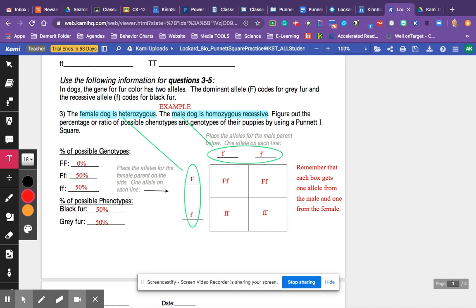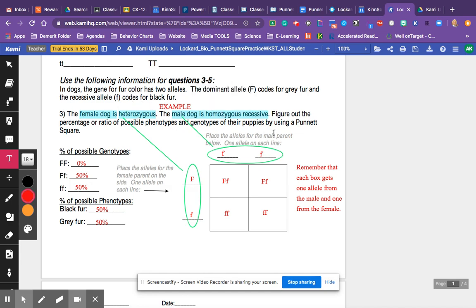Figure out the percentage or ratio of possible phenotypes and genotypes of their puppies by using a Punnett square. So it says in dogs, the gene for fur color has 2 alleles. The dominant allele is capital F, and that is gray fur. So if they have a capital F, they have gray fur. And the recessive allele is little f, codes for black fur. Okay, so gray is dominant over black fur in these dogs. All right, so we need to figure out the Punnett square.